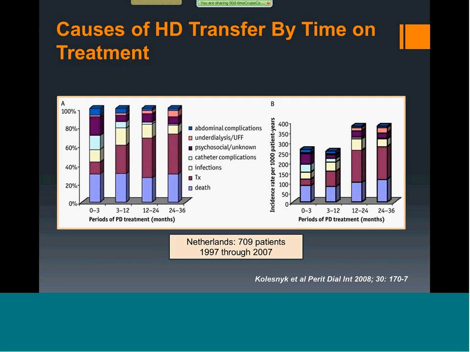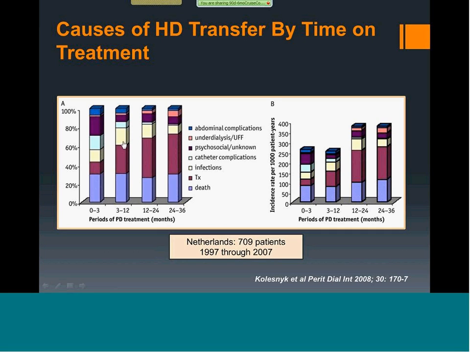Now, we've defined that transfers occur, and a lot of them occur early. Why do they happen? This is one slide looking at experience from one study from the Netherlands, and if I could just focus your attention on this bar right here. These are not transfers, these are patients that die. These are patients that get a transplant. Both of these things are good things. Well, pardon me, death is not a good thing, transplant is a good thing. But these are not the causes we want to focus on.